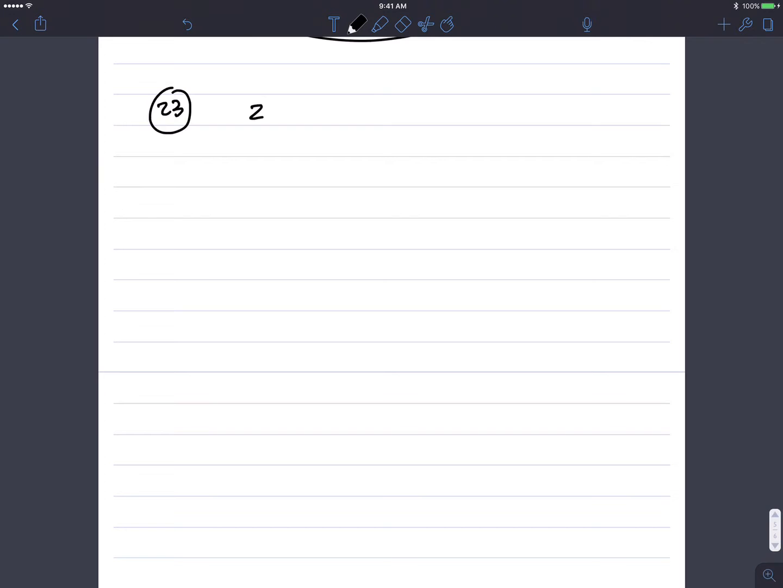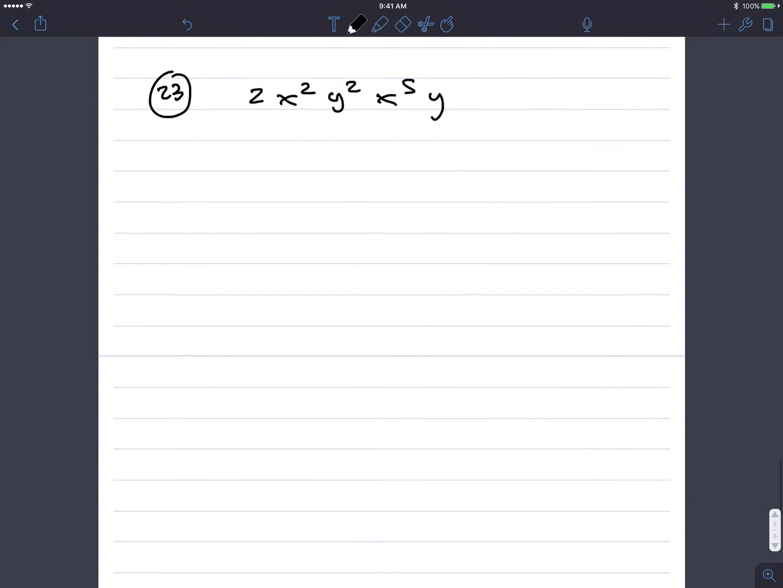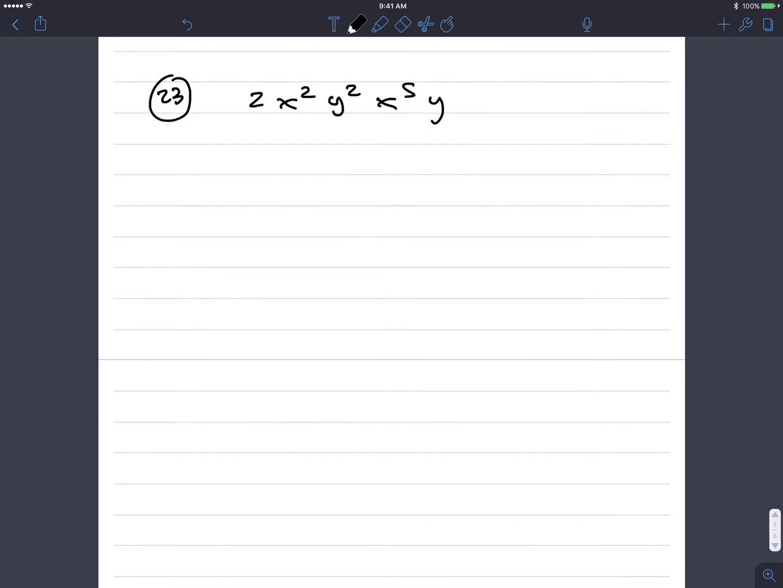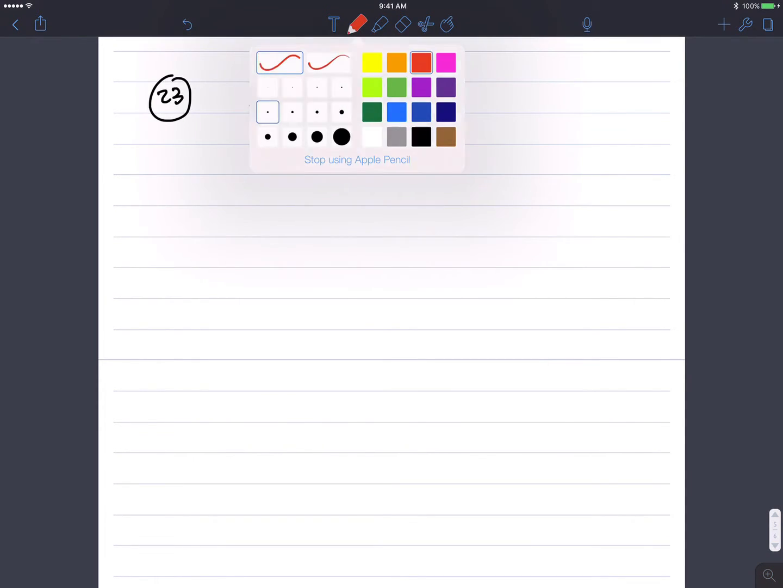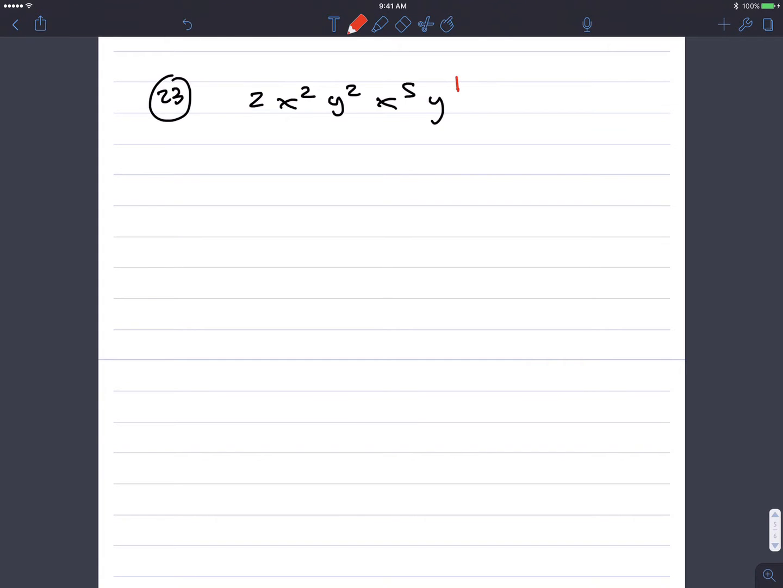23 is 2x squared y squared x to the 5th and then a y by itself again. Notice here we have y by itself, that's y to the 1st power by default. We're now going to switch our order because you have multiplication, blank spaces really. And those blank spaces by default really represent multiplication. So we have a string of multiplication here.